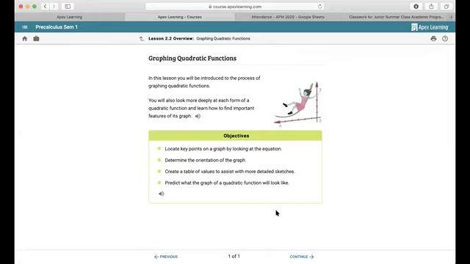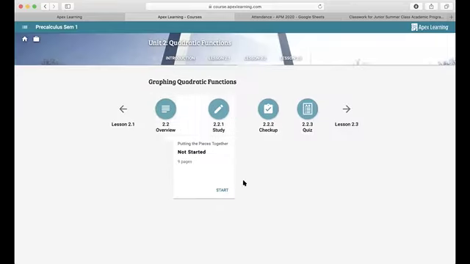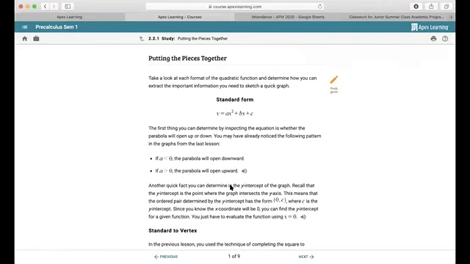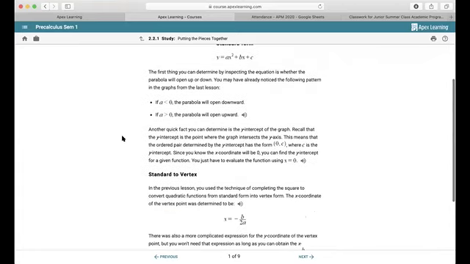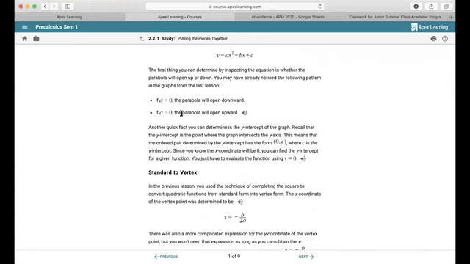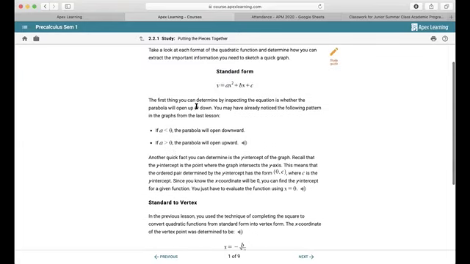Graphing the quadratic functions. Now that you understand the different points and the different equations, all you have to do is put them together. That's why it's called putting the pieces together: plot it on a graph and connect the points. If a is less than 0, it's going to open downwards. If it's greater than 0, it's going to open upwards.